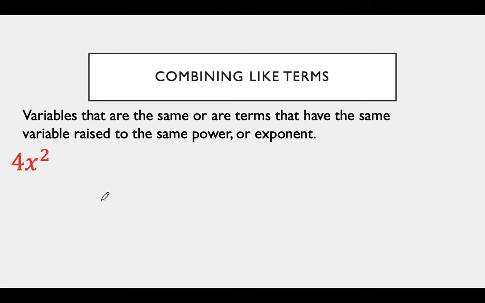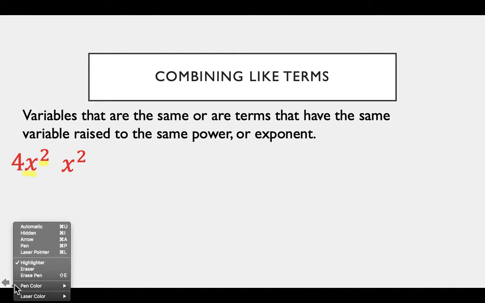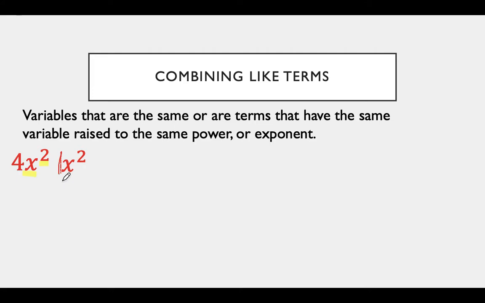So if you think of this, we have 4x squared. This is read as 4 times x to the second power, or 4x squared. Notice that I have my variable x and a power of 2, okay? So x squared would also be a like term with 4x squared. The reason I put x squared is because, remember, if you don't have a number in front of your variable, it is always going to be 1.